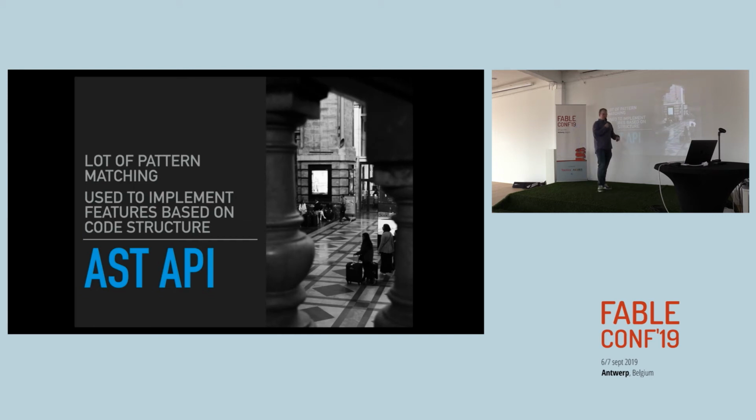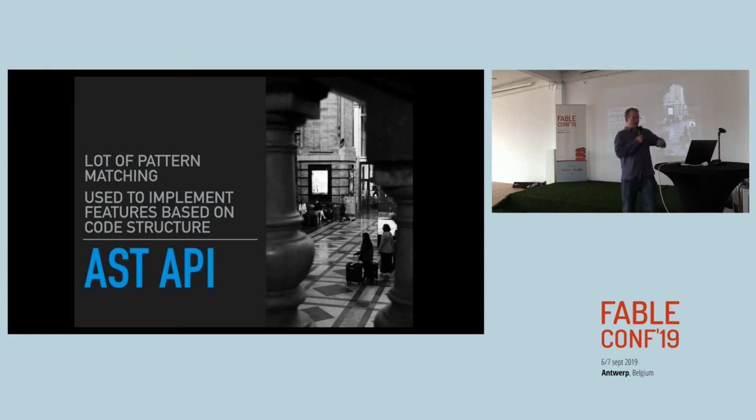So yes, the abstract syntax tree API. The abstract syntax tree is a structure that in F#, in ML languages, is represented as a discriminated union. That's how we usually represent tree structures in languages like that. So it involves a lot of pattern matching. And as I've mentioned, it's used to implement features like formatting, like any feature that's based on the code structure. So that's directly connected to the structure of your code, and to some refactorings.